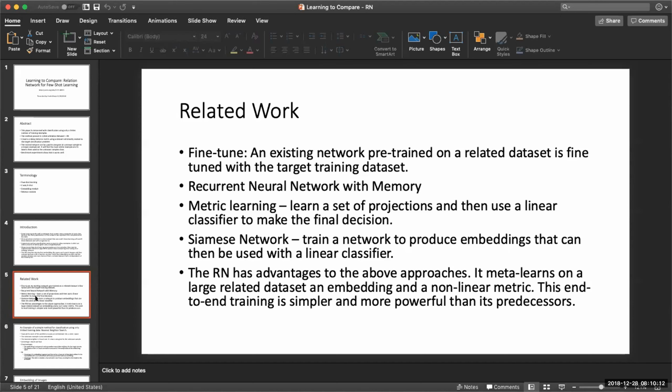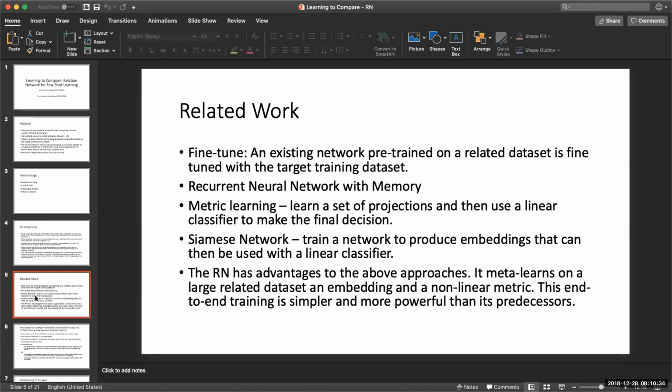A Siamese network, that has a lot of similarities to this paper, I believe. So that would be training a network to produce embeddings that can then be used with a linear classifier. So I'll perhaps talk a little bit more about how that relates to this paper.